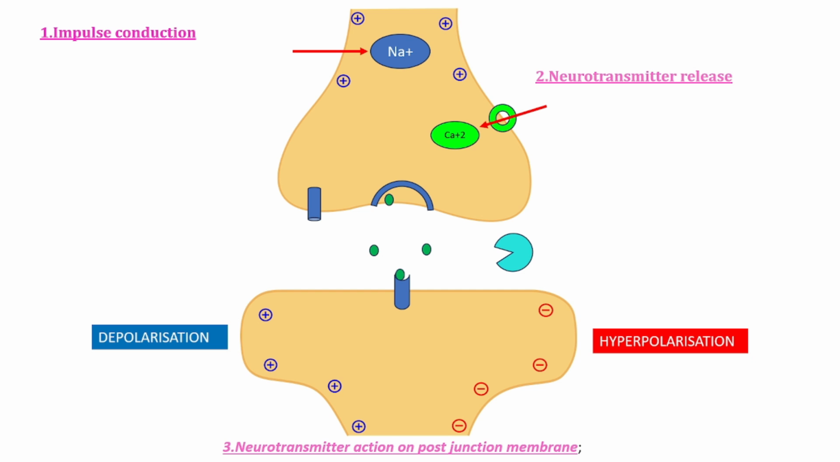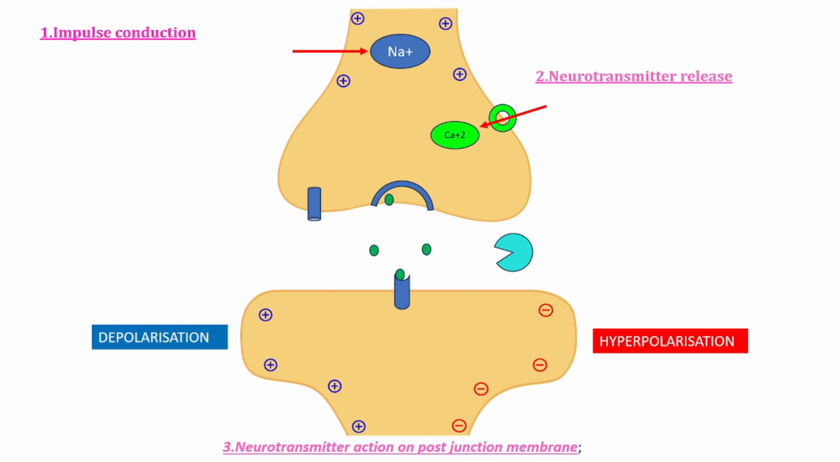Next one is post junctional activity. When it comes to post junctional activity, depolarization causes excitatory post synaptic potential, EPSP. Next, hyperpolarization causes IPSP, inhibitory post synaptic potential. That is the post junctional activity.